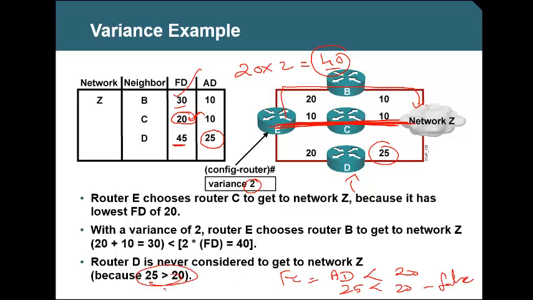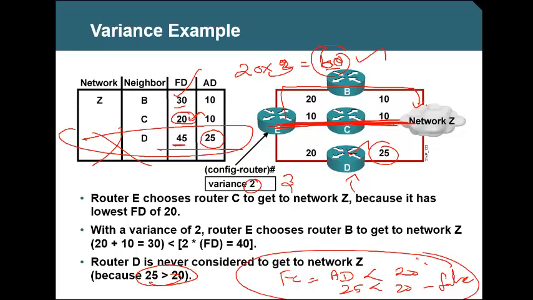So D never, even if you change the variance to 3, when you say 3, you get 60. Even then, even the variance is 60, this route via D cannot be used. Why? This route will not be even seen in the topology table because it did not satisfy the feasibility condition. Feasibility condition is failed here.